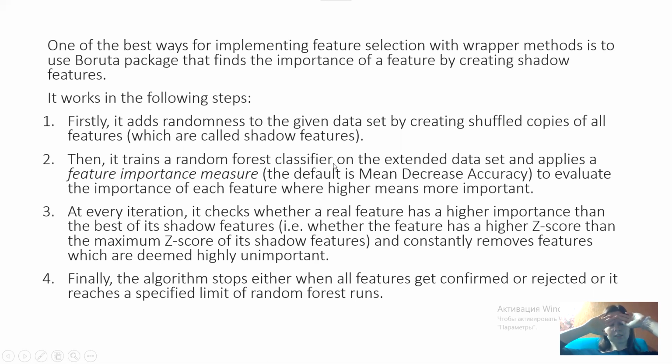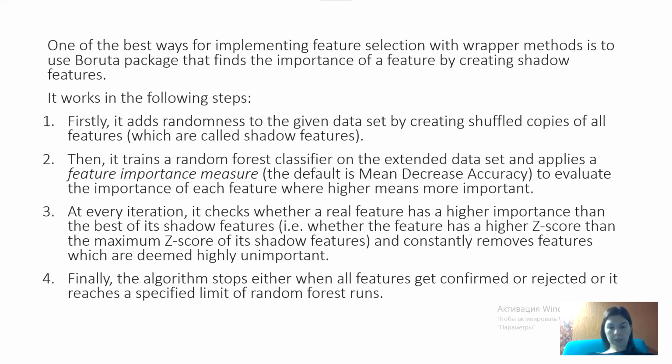Random forest consists of decision trees. A decision tree is a classifier which allows us to create a tree with rules in nodes, and it compares some feature. If this feature is greater than 5, for example, it will be the red class. When the feature is less than 5, it will be the blue class. So the forest classifier is trained on the extended data set and applies a feature importance measure.